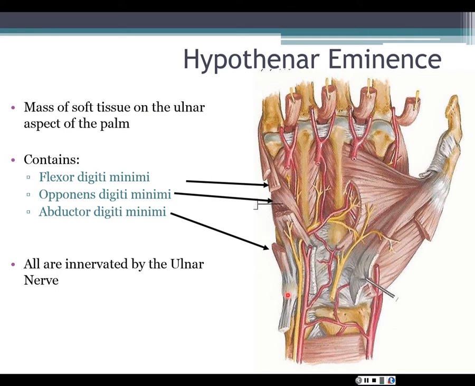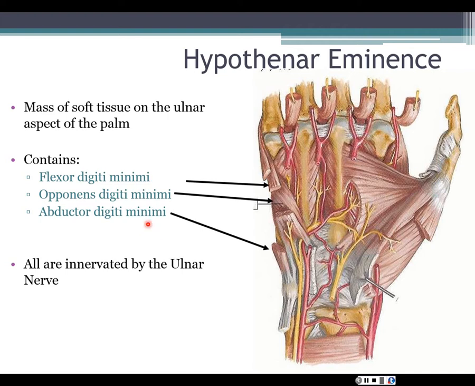These are all innervated by the ulnar nerve, so they do follow the rules because they're on the ulnar side of the hand. And this is going to be your flexor digiti minimi, and your opponens digiti minimi, and your abductor digiti minimi. They're all digiti minimis. They're all going to affect the pinky.